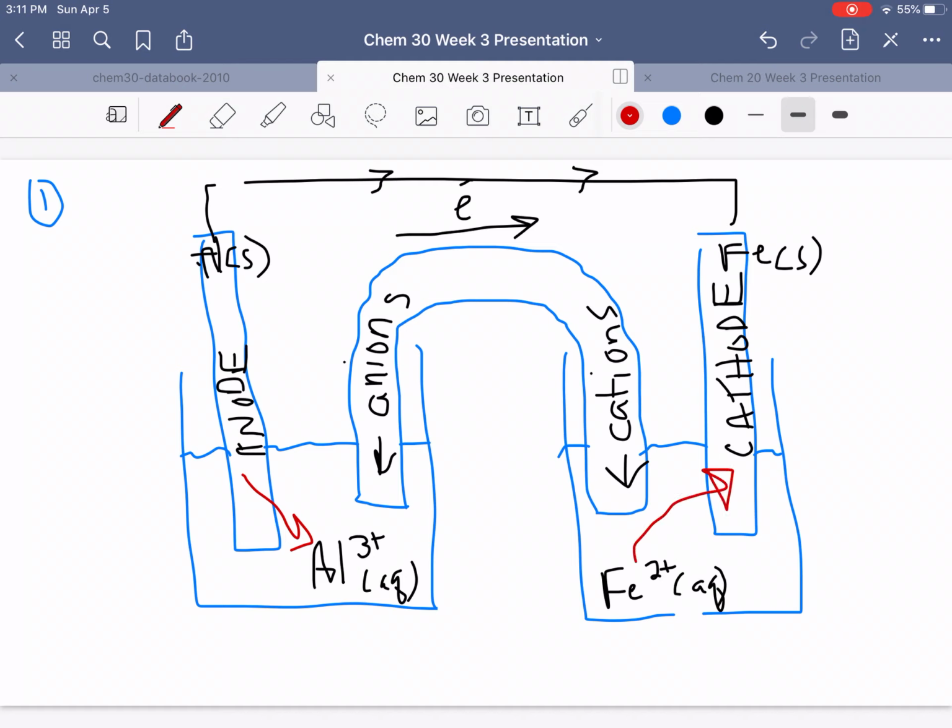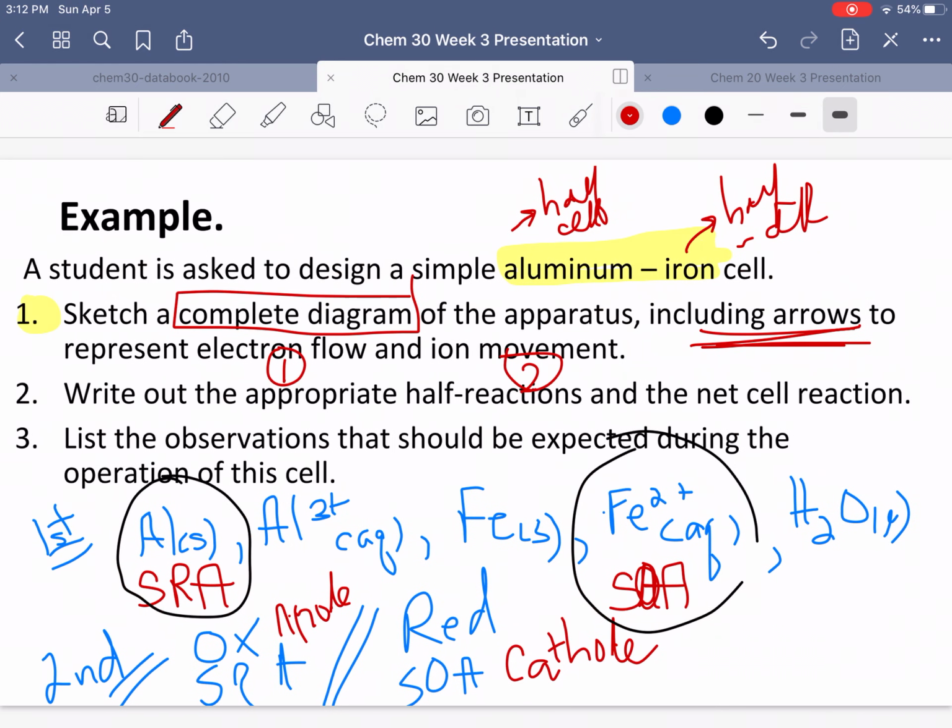The Fe2+ is going to turn into iron solid as it gains electrons. If you struggle with that last little bit, you might find it easier to do those last red arrows that I just put in, this one here and this one, after you do the half reactions. It might be a little bit more obvious then. Okay, let's move on to the next part of the question.